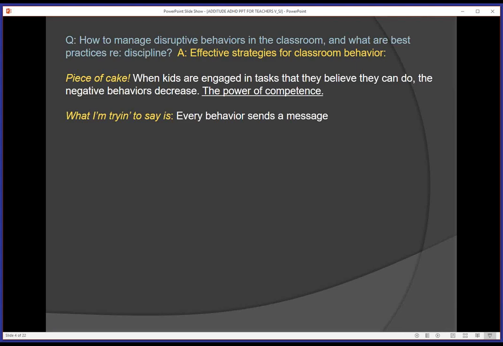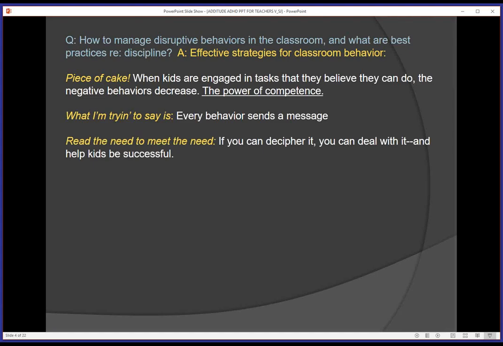What I'm trying to say is, here is my way of introducing a concept that every behavior sends a message. When kids do things, the behavior they exhibit is sending us an underlying message. And I think it's really important that we look at that behavior and understand it, read the need to meet the need.